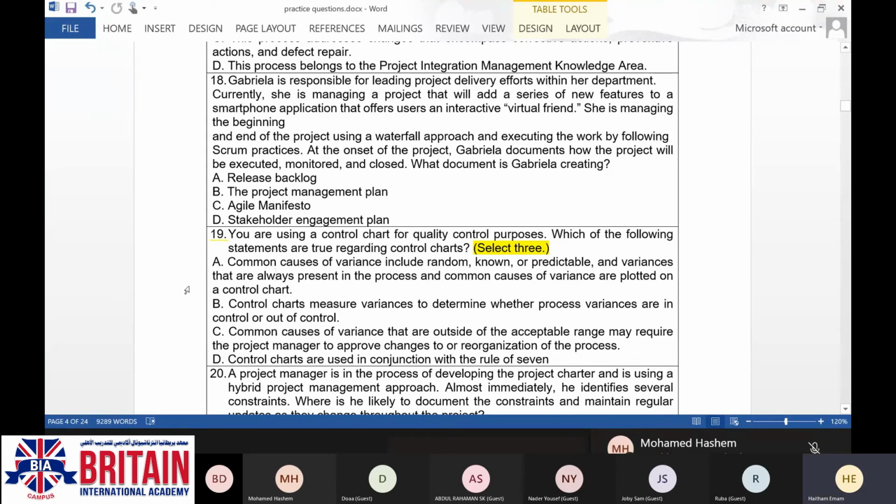Then what we have seen now is representing the first point. Second point, control charts measure variances to determine whether the process variances are in control or out of control. Also, this one is representing the control charts. Correct. Common causes of variances that are outside of the acceptable range may require the project manager to approve changes or to reorganization of the process.